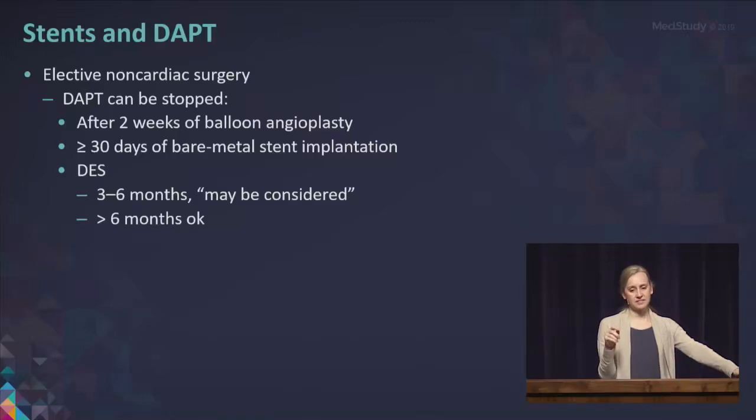For a drug-eluting stent, they need it at least 3 months. If it's a procedure that's really needed, you can talk about it between 3 and 6 months, but we really prefer to wait 6 months before any elective procedure for a patient who got a drug-eluting stent.